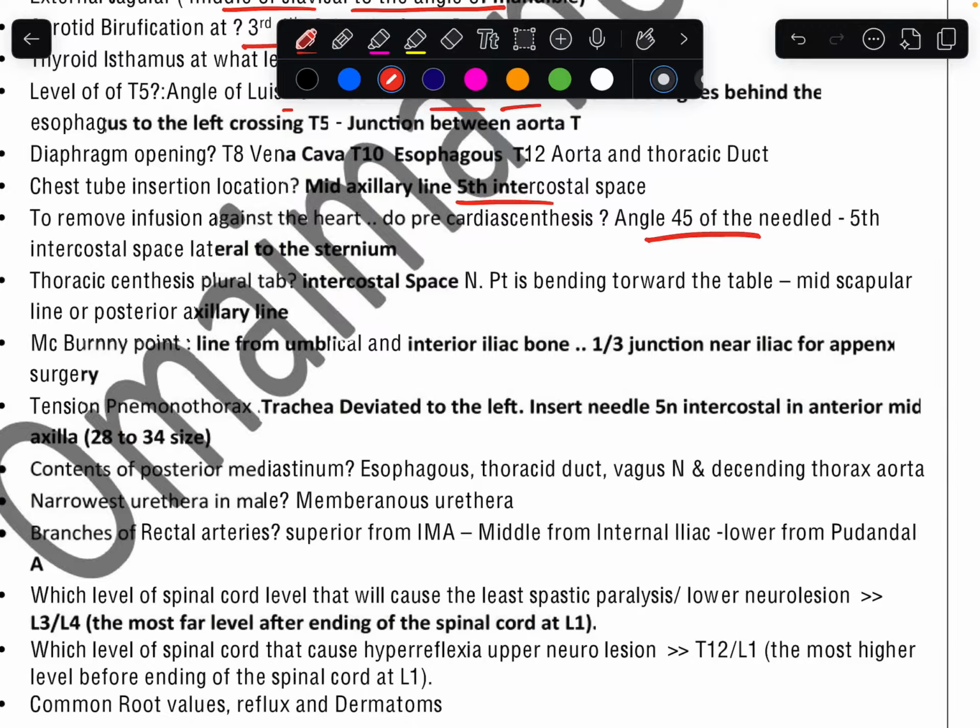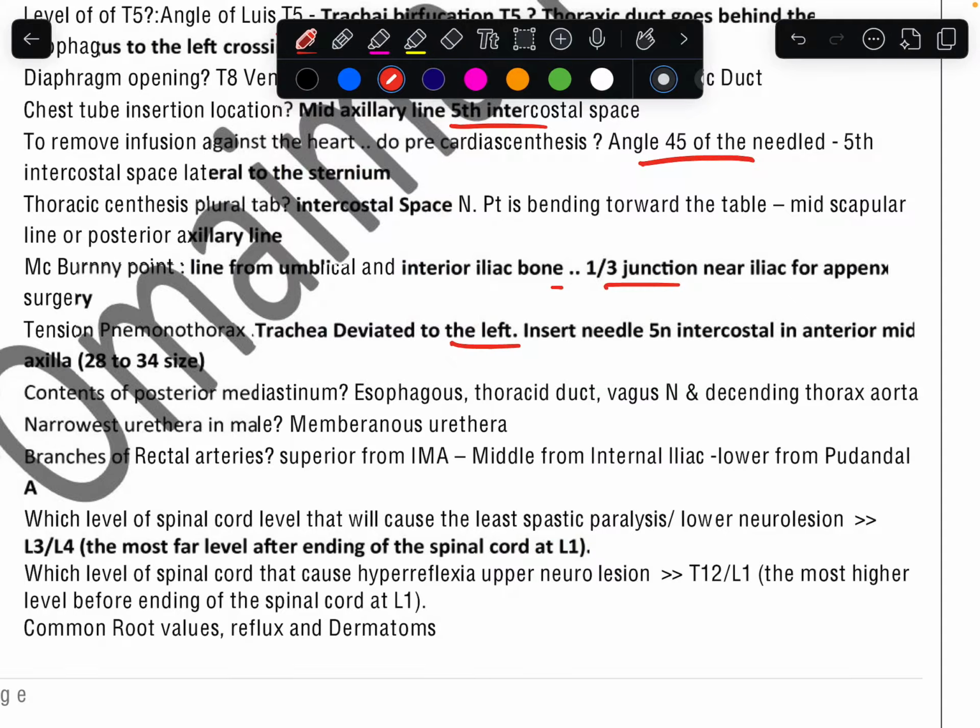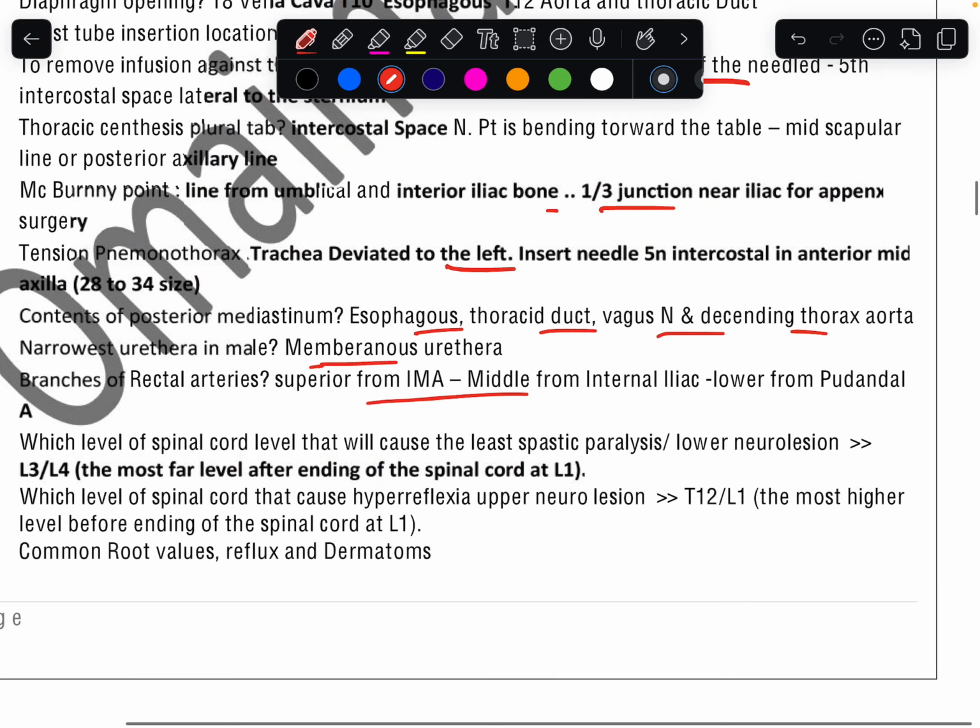Patient is bending forward, mid posterior line. McBurney's point, umbilical and the 1/3 junction. Tension pneumothorax, trachea deviated to the left, needle insertion on the right. Contents of posterior mediastinum: esophagus, thoracic duct, azygos. Narrowest urethra, membranous urethra. Branches of renal artery, superior mesenteric artery. Branches of renal arteries: superior, inferior mesenteric artery, middle and inferior.